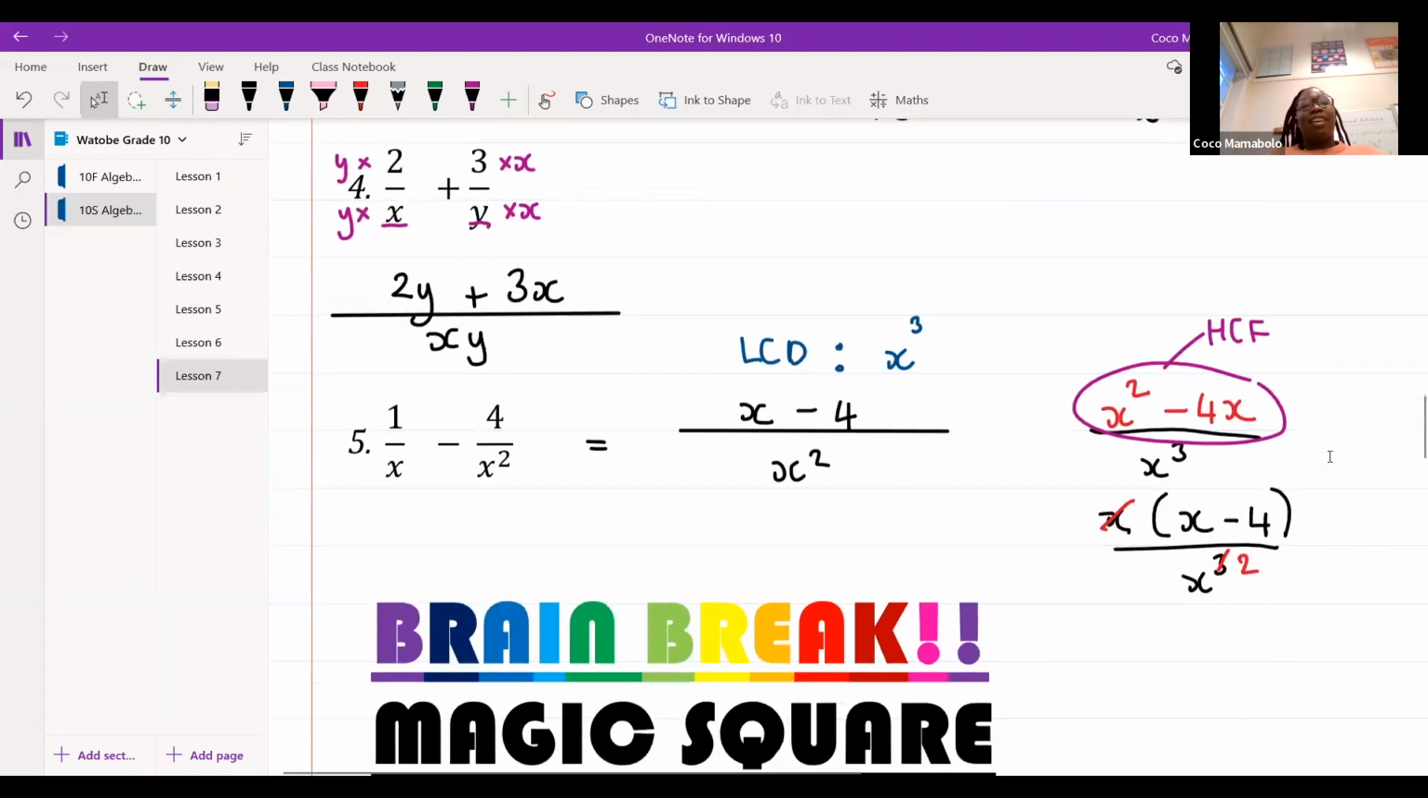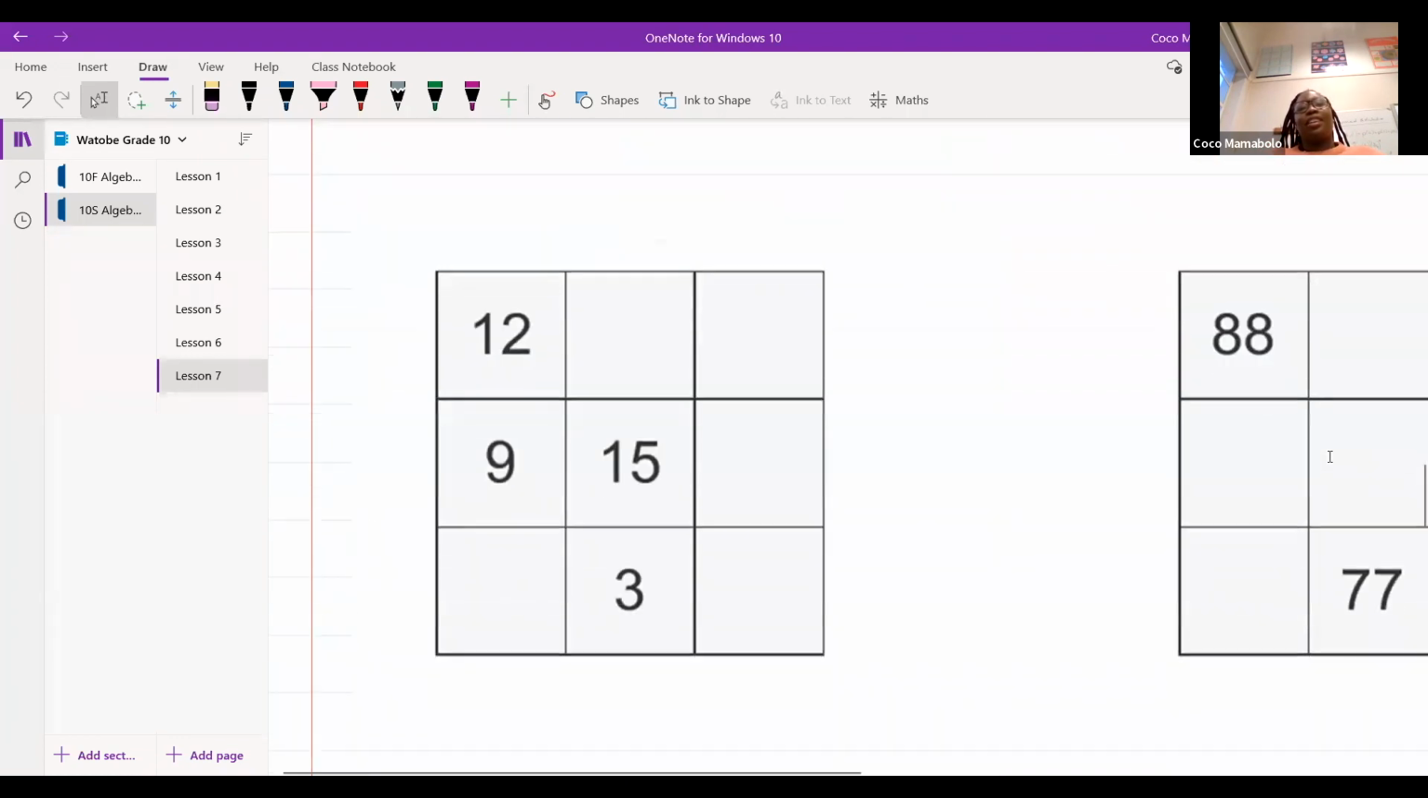Excellent, guys. All right, let's have a brain break. All right, now this is a magic square. For those of you who were with us on Thursday, you remember what magic squares are. Magic squares are when we have to add up numbers all around for them to give us the same number everywhere. I'm going to tell you guys now that I need 45 on each of these sides.